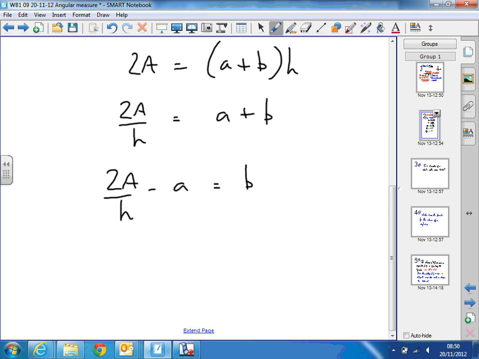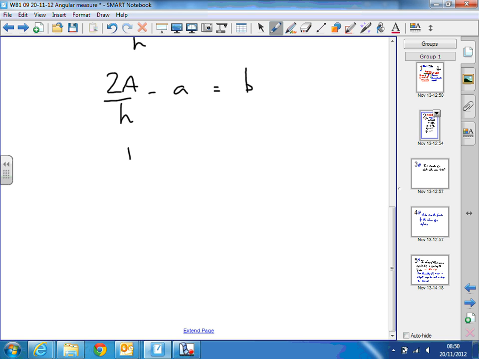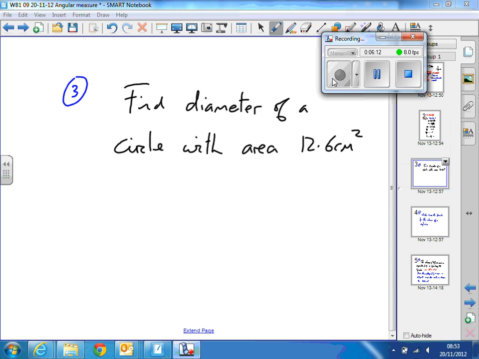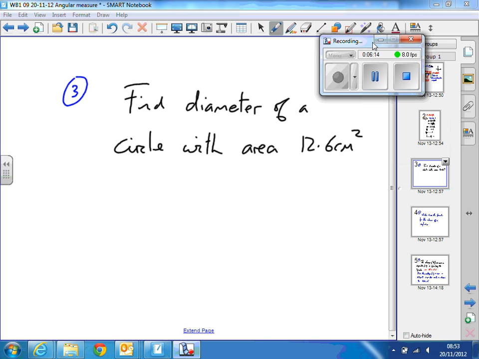And then I'd finally write it with the subject normally on the left-hand side. So b equals 2a over h minus a, and that would be my final formula. It would allow me to find b. A common sort of problem you might need to solve. I've tried to make these problems like you might get in an engineering situation.